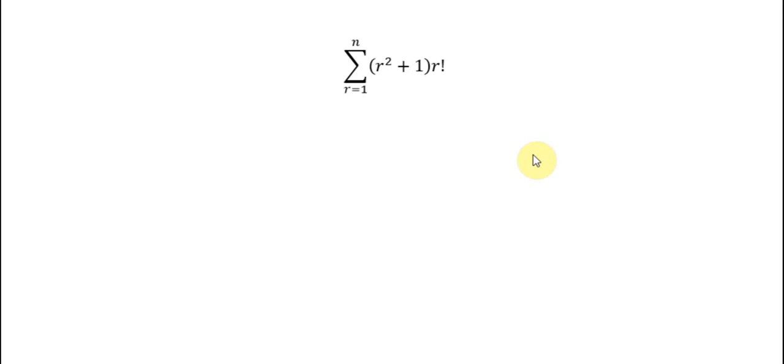Hello everybody, so we will find the sum of this question. We have the sum from r equal to 1 to n of (r power 2 plus 1), everything multiplied with r factorial. So I will show the answer for the question.